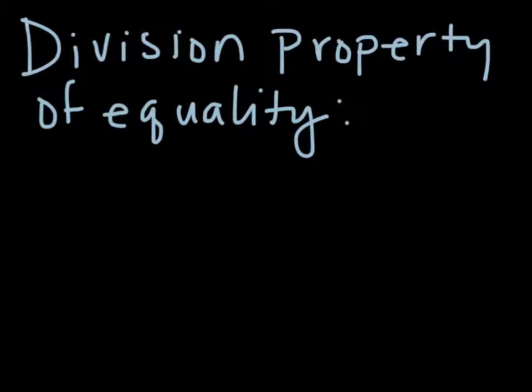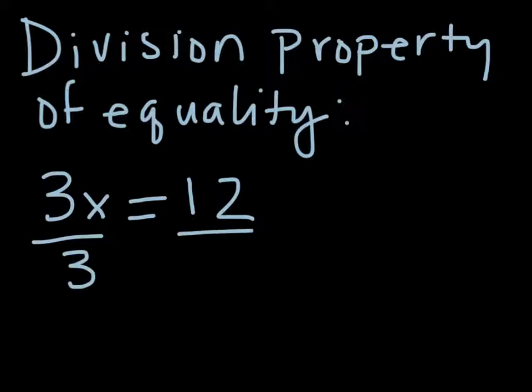We'll begin with division. Whenever you divide each side of an equation by the same non-zero number, you produce an equivalent equation. For example, if 3x equals 12, then 3x divided by 3 and 12 divided by 3 will produce an equation that says x equals 4. These are equivalent equations.